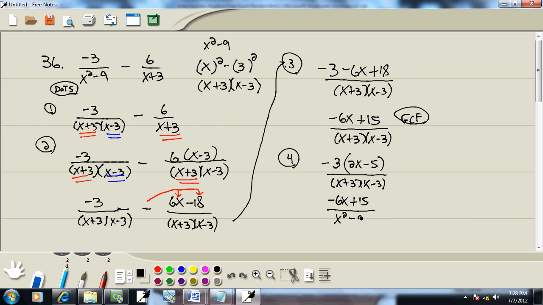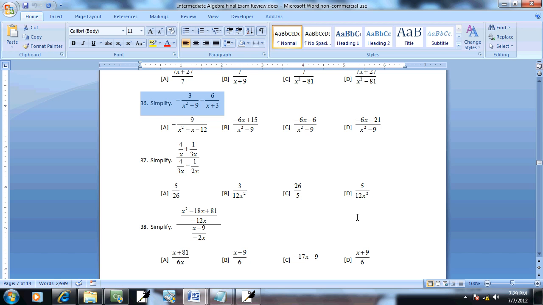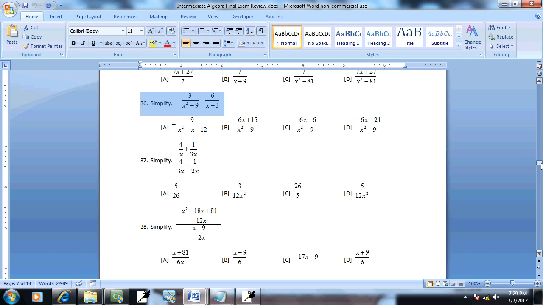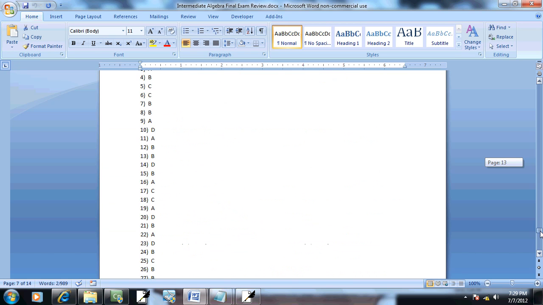actually, it's x squared minus 9. I already did it up here. There's no use to go through the steps. When I say they're conjugates, the first and the second are the same, but the sign in the middle is different. And when they're conjugates, all you have to do is multiply the first parts together, x times x is x squared, and the last parts together, 3 times negative 3 gives you a negative 9. So let's see which one this matches. Negative 6x plus 15 over x squared minus 9, which would be b as in Bill. So 36b. Which matches.